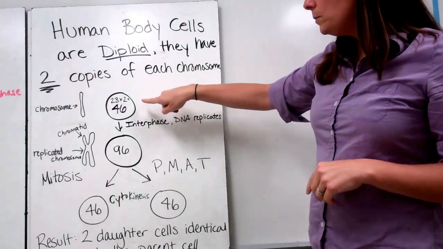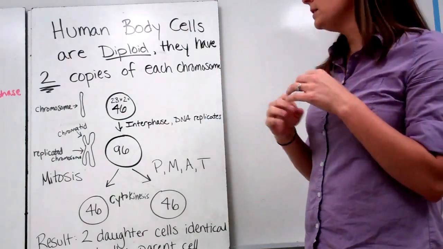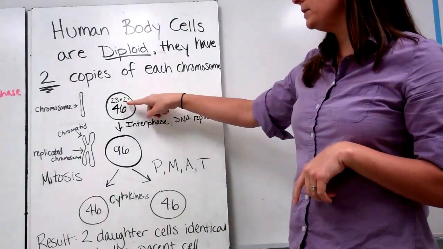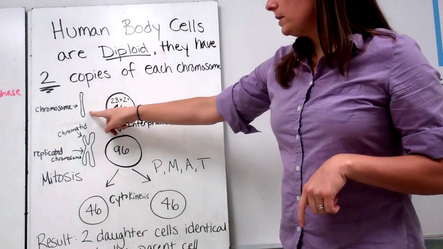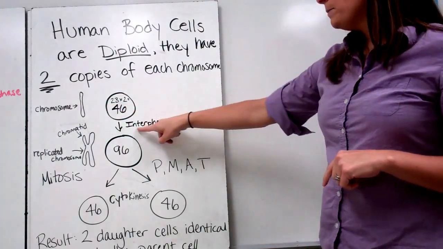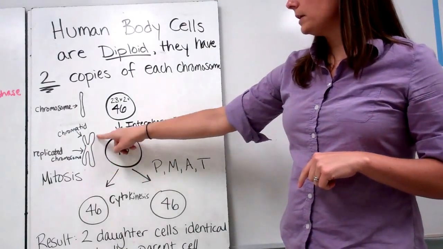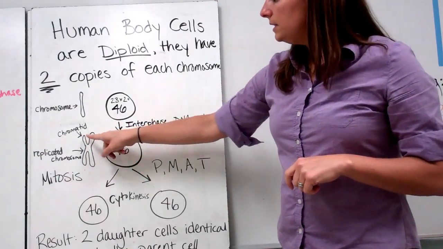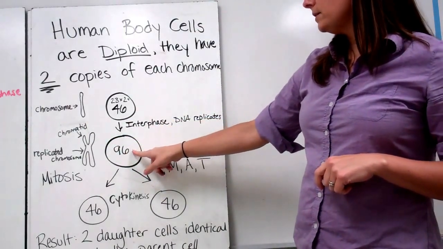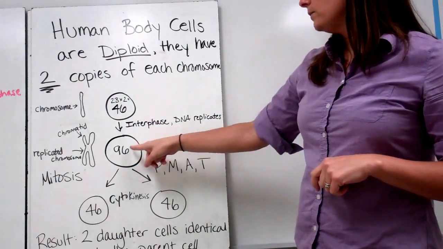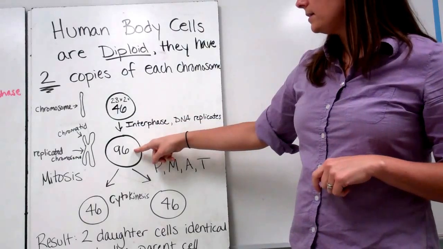In humans, we have 23 different kinds of chromosomes, and we have two copies of each, a pair of each, so we have 46 total chromosomes. That's what they look like normally. But remember, in interphase, that DNA replicates, and when it replicates, the chromosome ends up looking kind of like this, almost like an X, and each side of the X is called a chromatid. So before the cell divides, after it's gone through interphase, the cell has 96 chromosomes because that 46 got doubled.